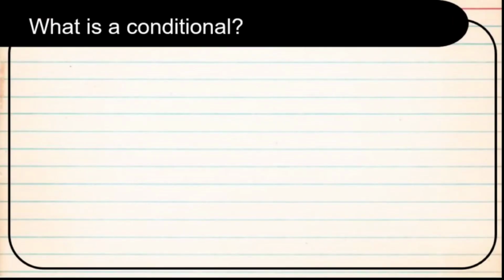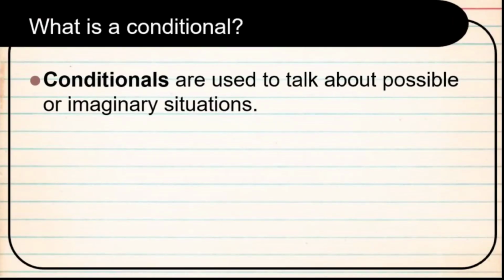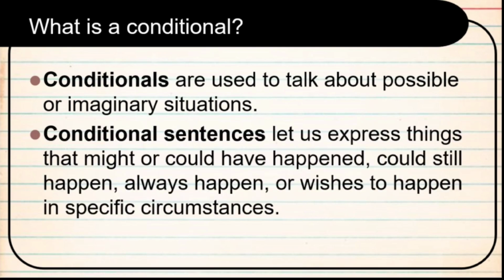What is conditional? Conditionals are used to talk about possible or imaginary situations. Conditional sentences let us express things that might or could have happened, could still happen, always happen, or wishes to happen in specific circumstances. The word condition means situation or circumstance. If a particular condition is true, then a particular result happens.